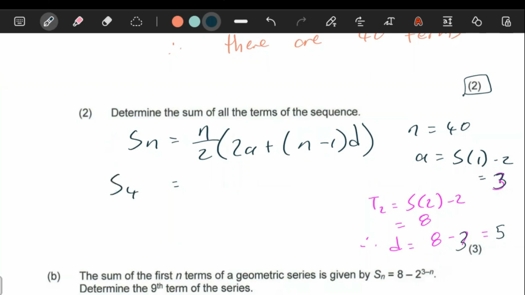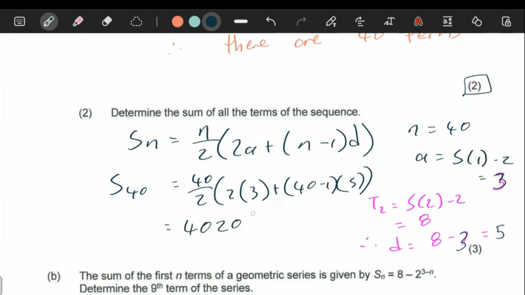Everything in the calculator, let's see what we're going to have. 40 over 2. A is 3. N is 40. D is 5. Don't forget these brackets for the 5, otherwise your answer is going to be wrong. So 40 over 2, times 2 times 3, plus 40 minus 1, times 5. There we go. That's 4020.